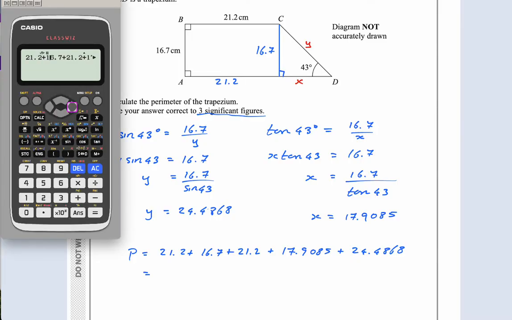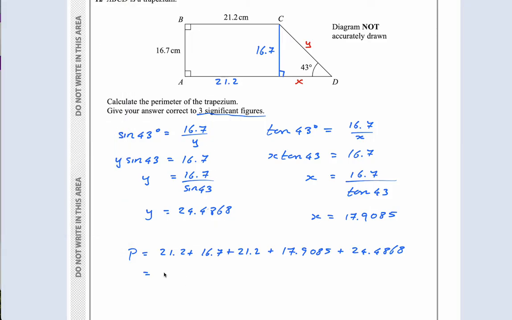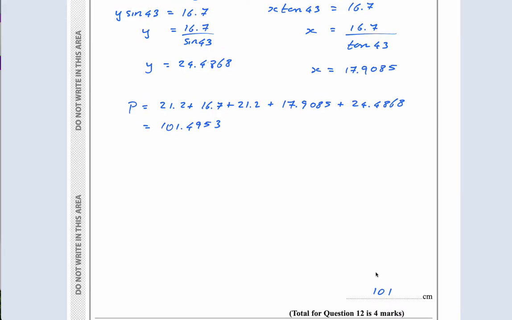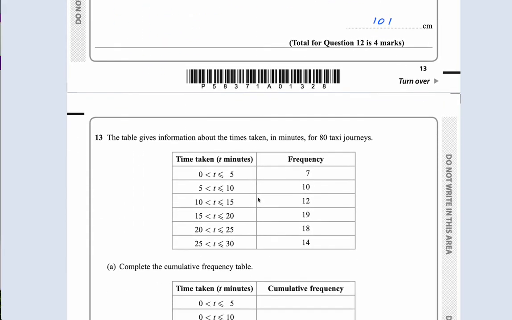Now when I do this, with 17.9085 and 24.4868, I get 101.4953, and that does round to 101. So as I say, most likely I would have got full marks, but that's the more correct answer, because 101 to 3 significant figures. Okay, next one.